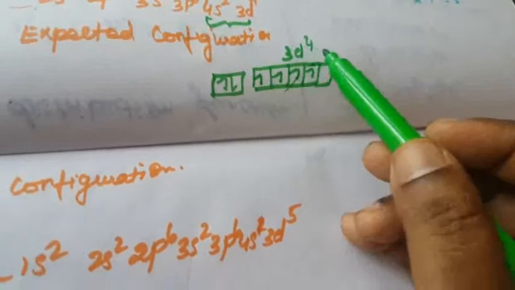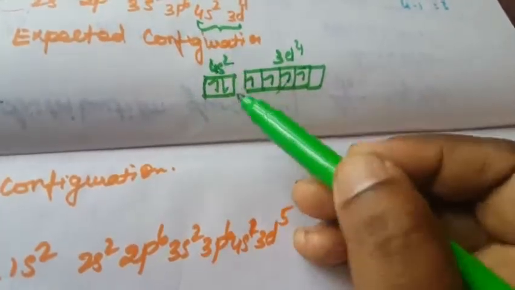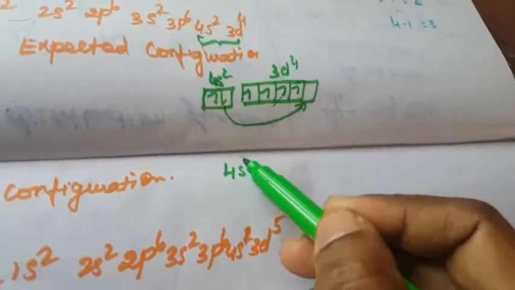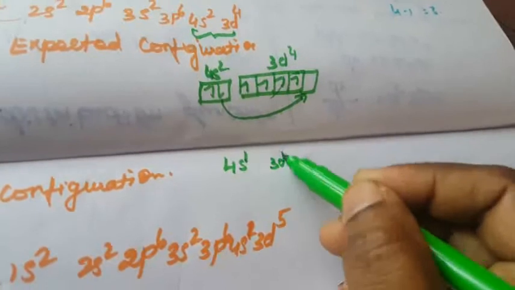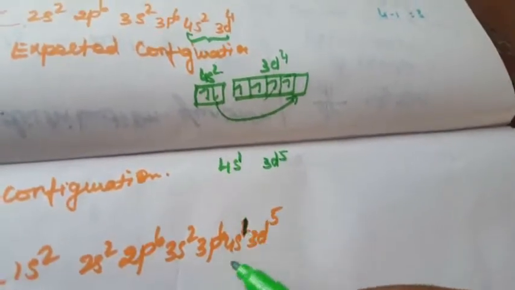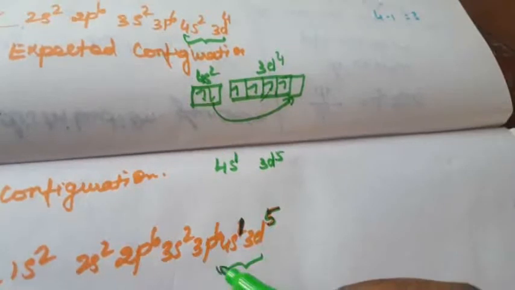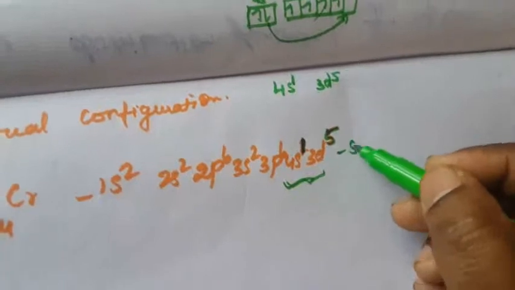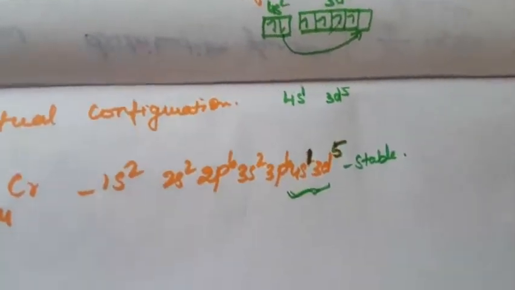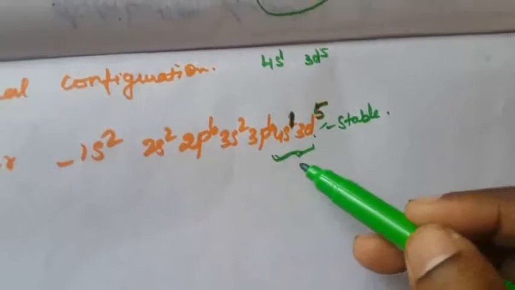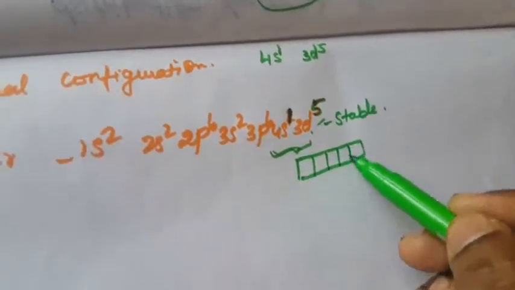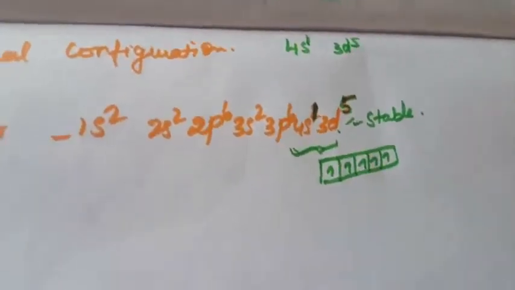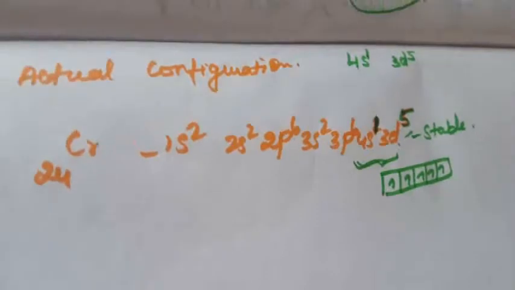The expected is 3d4, 1, 2, 3, 4 electrons. But here, for the half filled configuration, the 4s orbital promotes 1 electron to the 3d orbital. So the 4s orbital has only 1 electron and 3d has 5 electrons. This is called the actual configuration. That is the reason: this is half filled, the stable electronic configuration. This half filled d orbital now contains how many electrons? 5 electrons, right? 1, 2, 3, 4, 5. This is the stable electronic configuration. Okay, so this is the actual configuration.